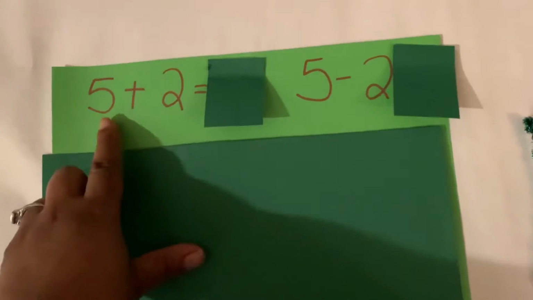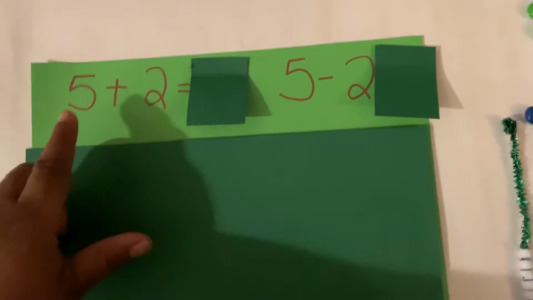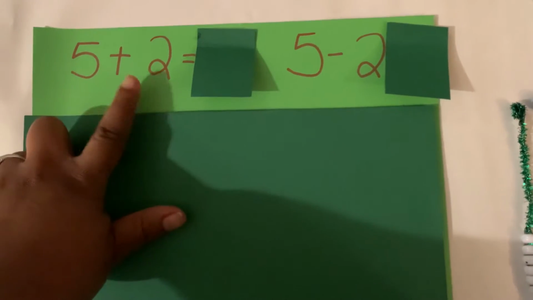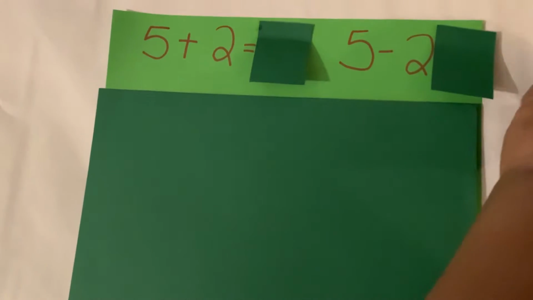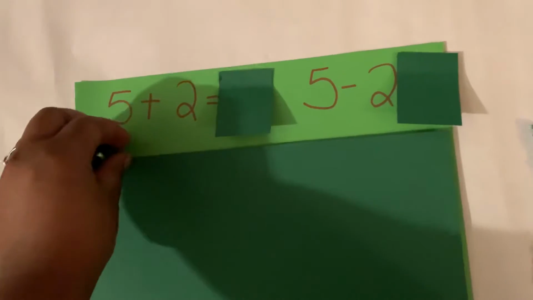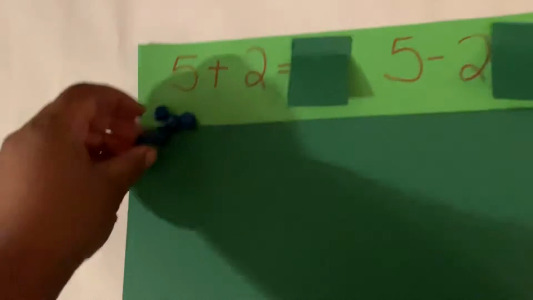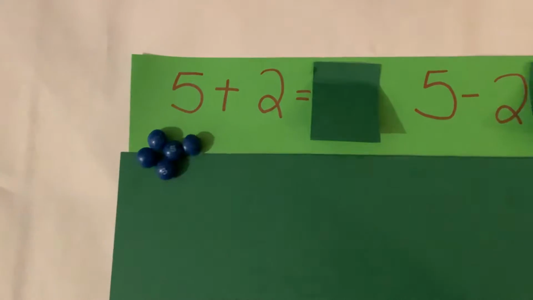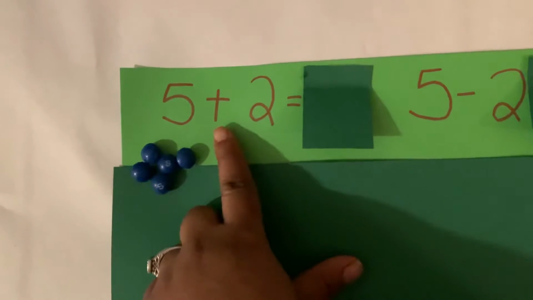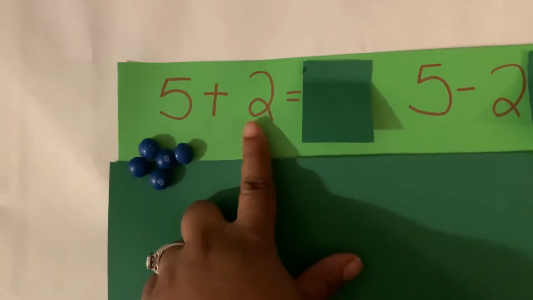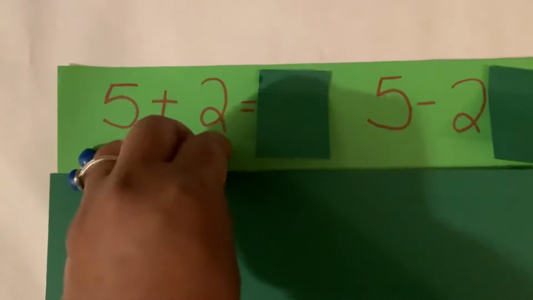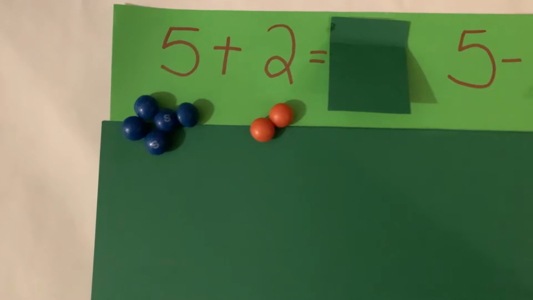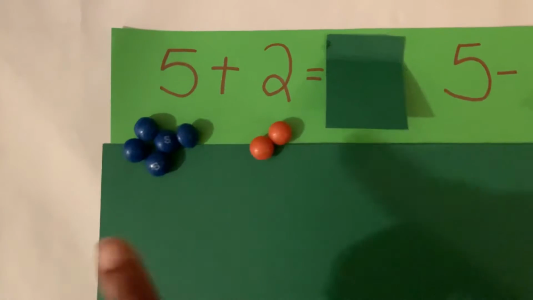Okay, so here we have 5 plus 2. We know that operation is telling us we need to add these two numbers. So let's add about 5 Skittles here to represent our 5. And let's just make sure it's 5. 1, 2, 3, 4, 5. Good. Again, that operation tells us that we're going to add the 2. So let's add 2 pink Skittles. That's 1, 2. Okay, so now we need to add all of the Skittles together.